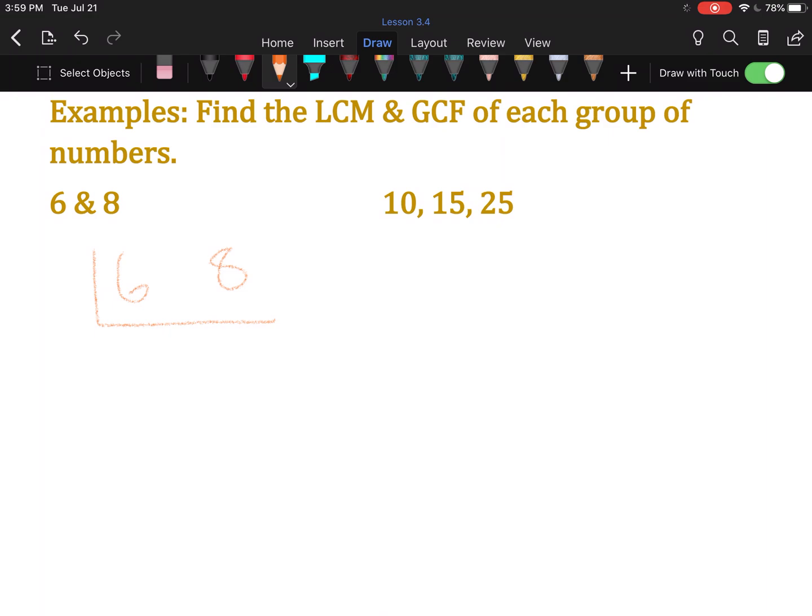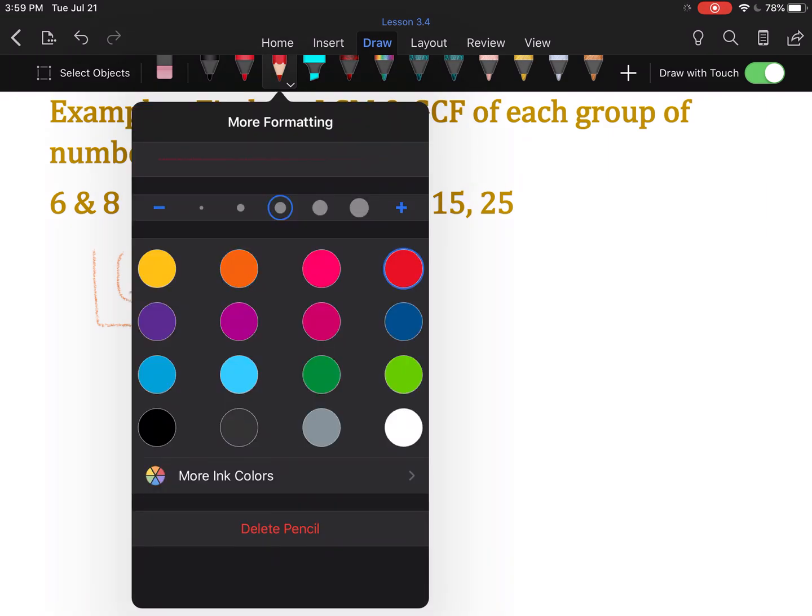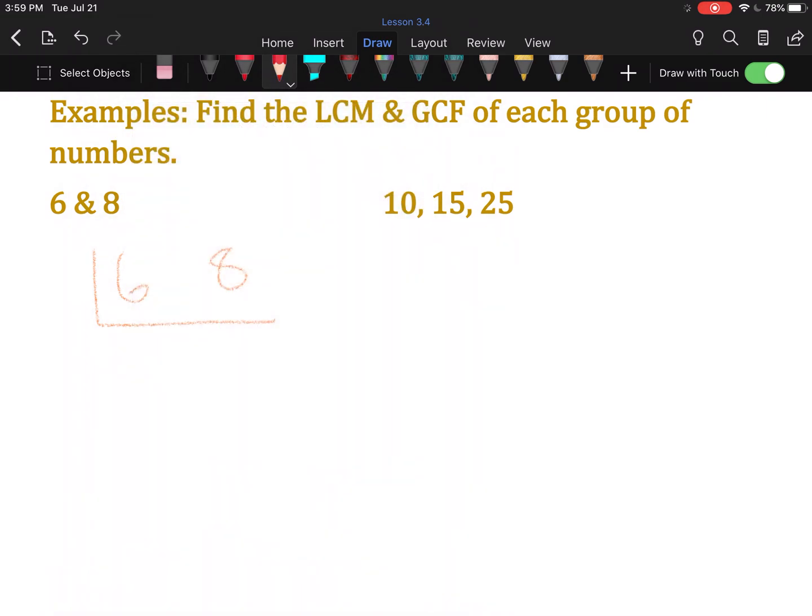Now, my question is, give me a number that you can divide out of both 6 and 8. That number is 2. I can divide both of these numbers by 2. 6 divided by 2 is 3. 8 divided by 2 is 4. Are there any numbers I can bring out of both 3 and 4? No. 3 is prime, and since 3 doesn't go into 4, I'm done working out my ladder. I can't take anything else out of these two numbers.